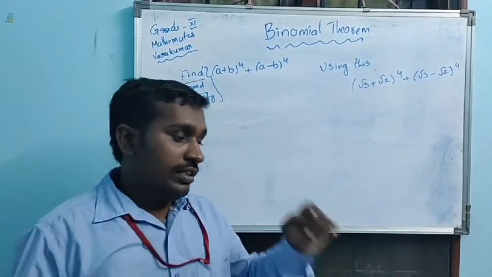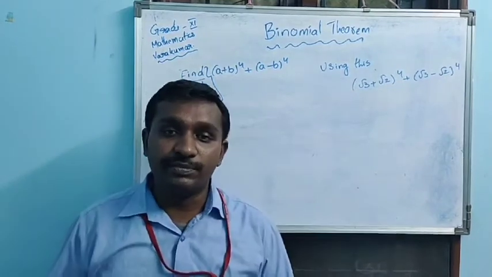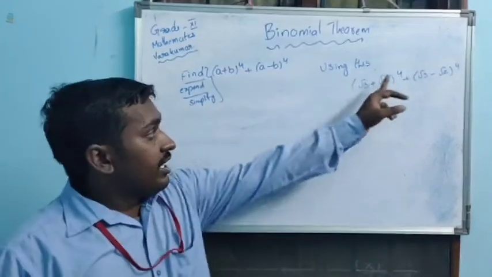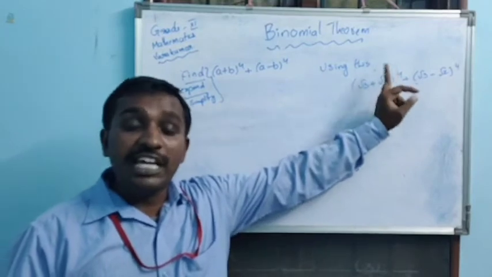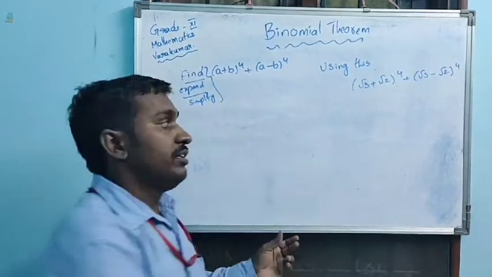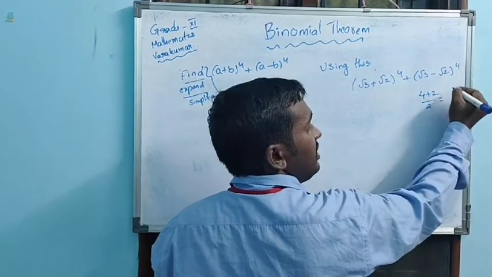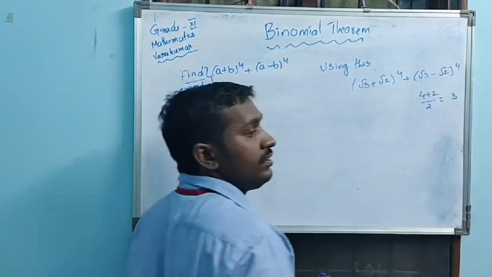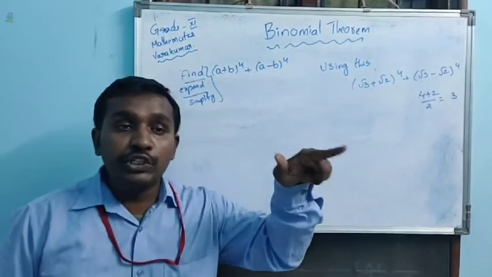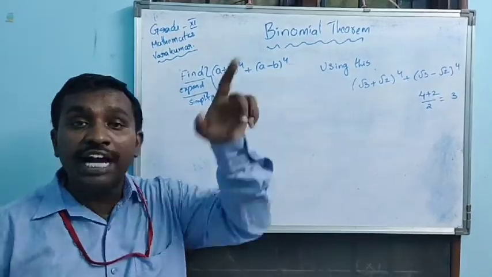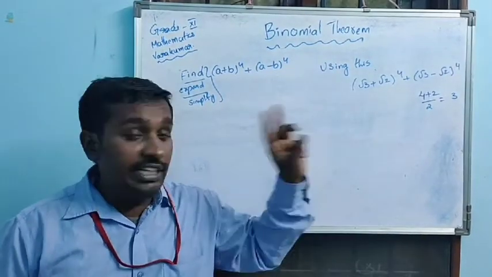Okay, in the previous question we saw the number of terms. How many terms are there here? n value is 4, so the concept is (n plus 2) by 2. It means (4 plus 2) by 2, 6 by 2, so it is 3. So when you expand, after simplification, it should have 3 terms.